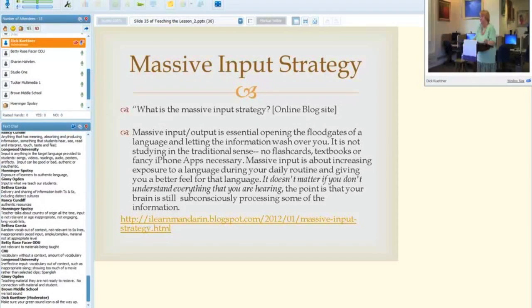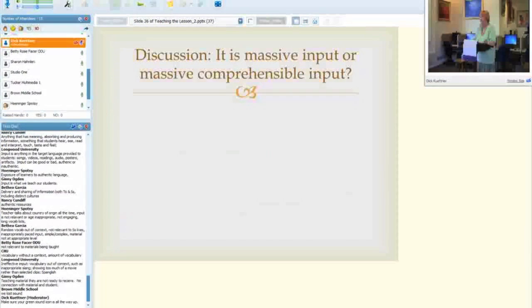So, okay, my question to you is, should it be just massive input or massive comprehensible input? We'll just take about 2 minutes on that, because I've probably said too much already.